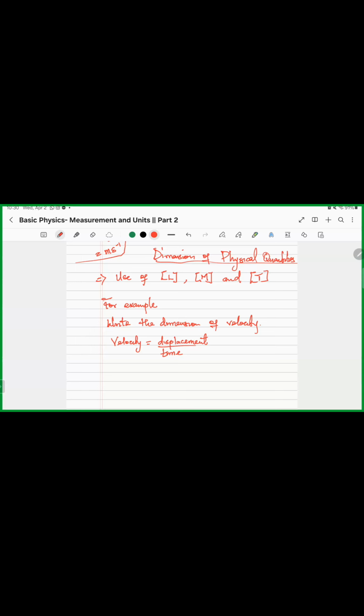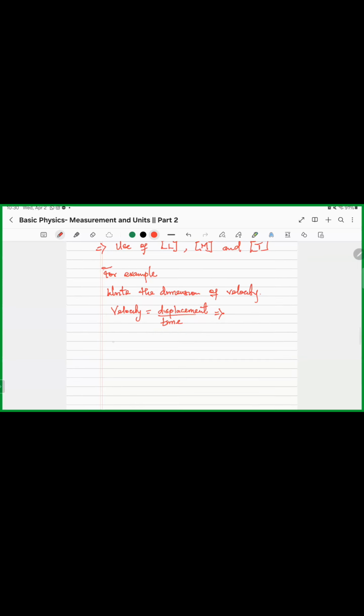So we want to write the dimension of velocity. Whenever you want to write dimensions of quantities, you break it down first. So we broke velocity down into displacement over time. Before I go further, I'd love to establish that the L you see up there is a representation for length, M is a representation for mass, and T is a representation for time.